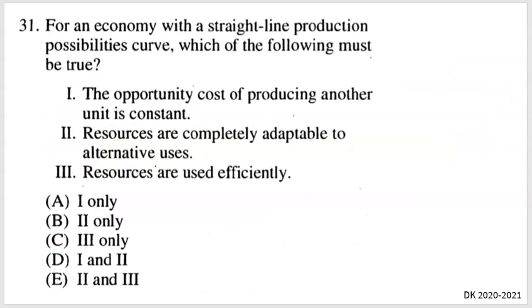This one, I don't really like this question, mainly because I don't think the answer choices are that great. I think there's a better answer choice here. But here, which of the following must be true for a straight line PPC? So a constant opportunity cost PPC. Well, here, the opportunity cost of producing another unit is constant. True or false? Well, that's true, right? There's a reason why it's called the constant opportunity cost here.